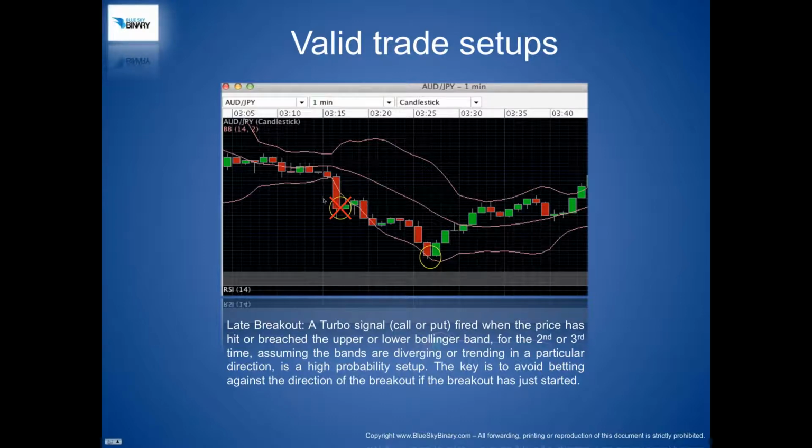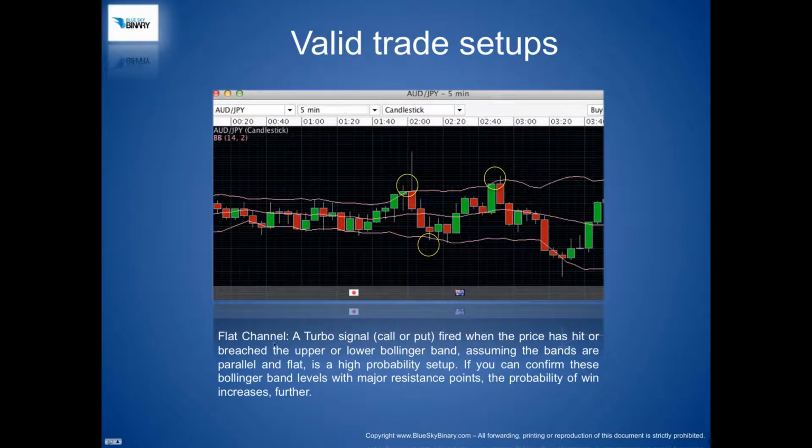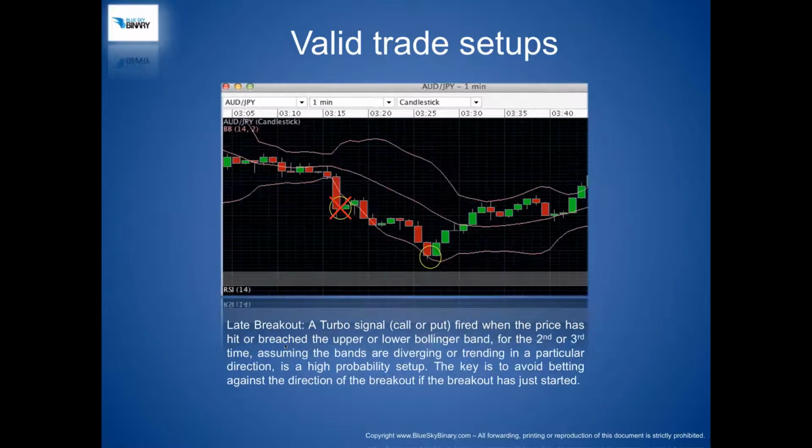So never trade a turbo very early in a breakout. Trade it on a second retest or a third retest. Okay, and this is why we call it the late breakout. Just to recap, there's a flat channel, that's the best turbo formation there is. Then there's the late breakout.